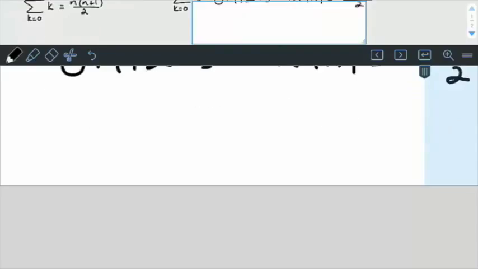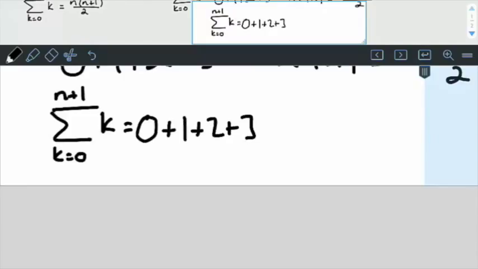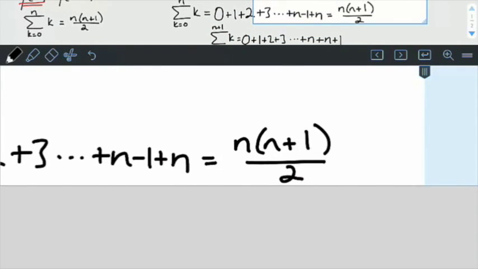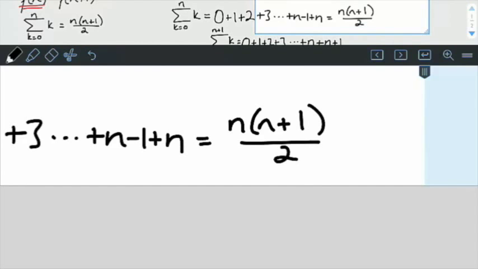Because if we could prove it for n plus 1 by assuming that it is true for n, then we can prove it for n assuming that it holds true for n minus 1. So let's write this out again. This time I'm going all the way up to n plus 1. Now, this is the formula that I used before, but I'm no longer solving for n. I'm going all the way up until n plus 1.